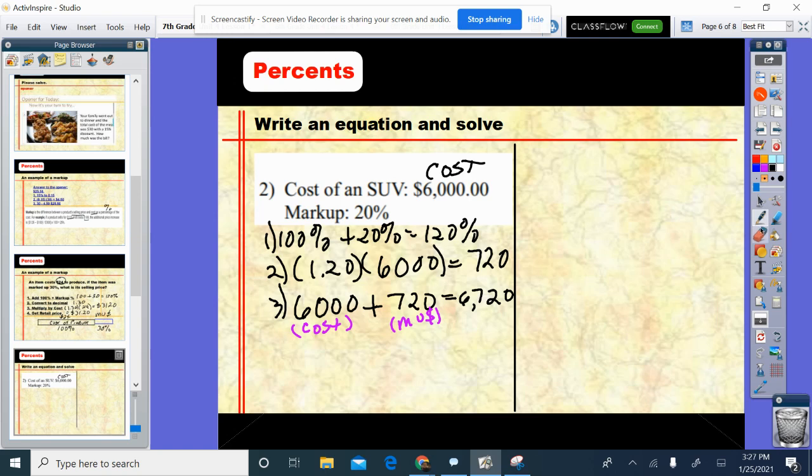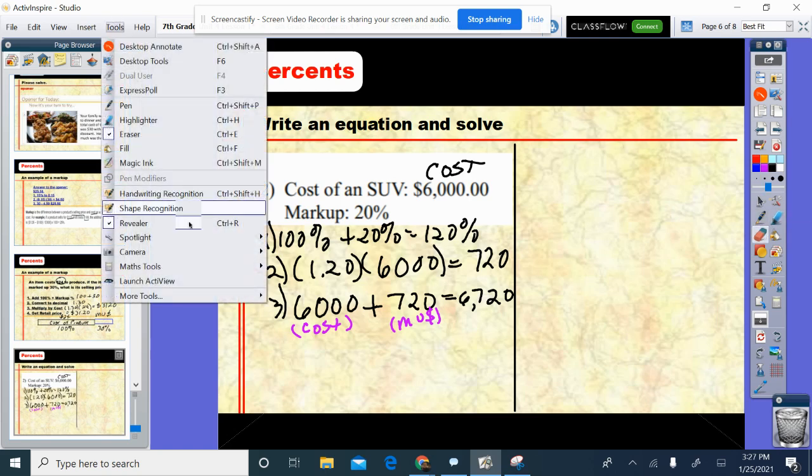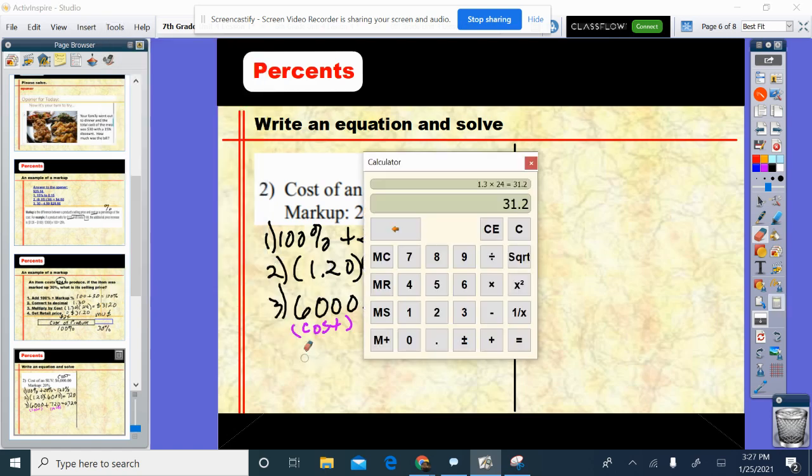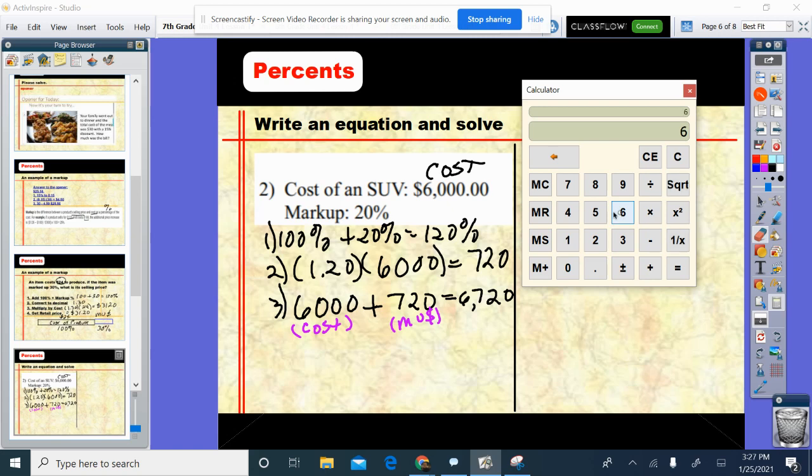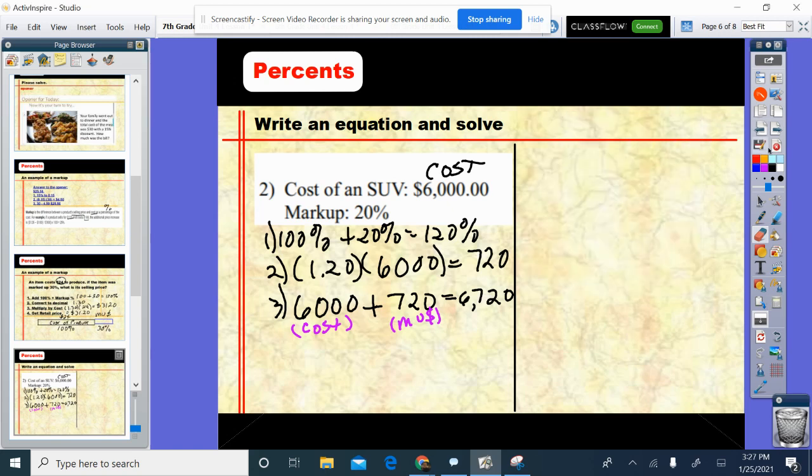No, actually, I made a mistake on that, didn't I? I should have used my calculator. Let me double check that. Sometimes I like making mistakes when I'm doing this because it just gives me a chance to say, you know what, guys? I make mistakes too. And so I should have multiplied that times 1.2, and that would be $7,200. I knew something was wrong there. Let me get back to this here. I apologize.